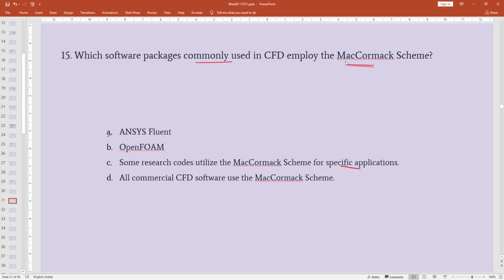So such schemes, the McCormack scheme, are not available in Fluent or OpenFOAM, but these use some modified or better versions of McCormack schemes or some advanced schemes other than the McCormack scheme. So options A, B, and D become wrong. Only for some specific research purposes or specific problems can we use the McCormack scheme. Suppose we are studying some simple problems or for research purposes, we can start with the McCormack scheme. So our answer is option C.